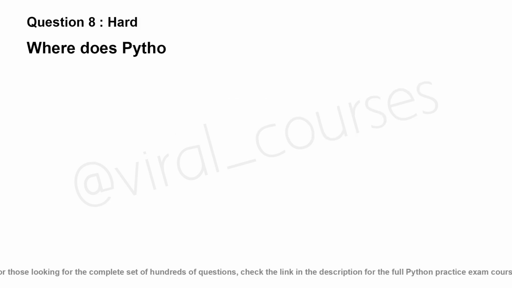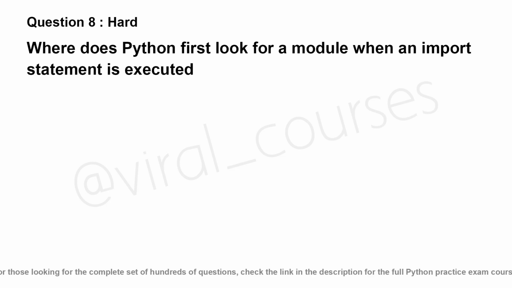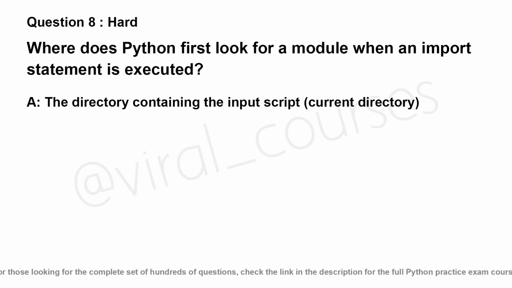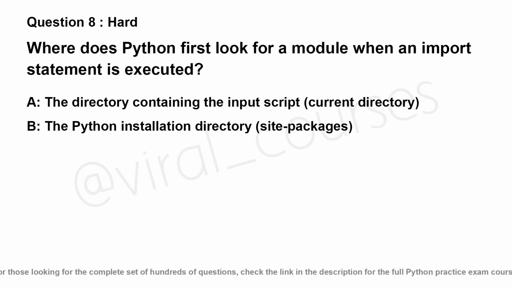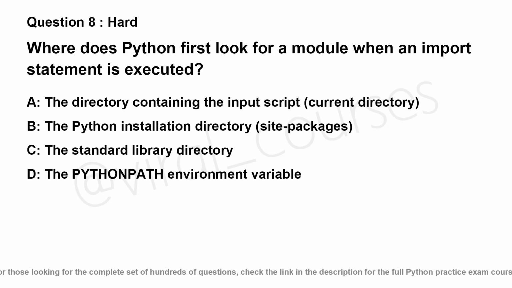Where does Python first look for a module when an import statement is executed? Option A. The directory containing the input script, the current directory. Option B. The Python installation directory, site-packages. Option C. The standard library directory. Option D. The PYTHONPATH environment variable.